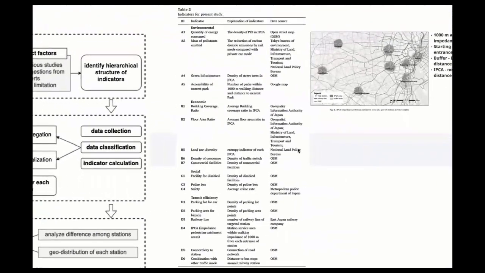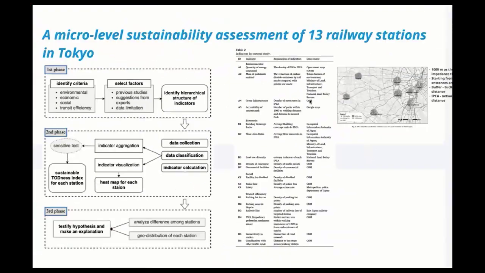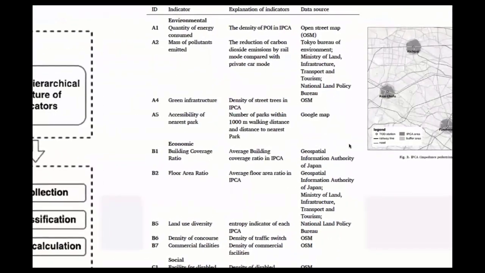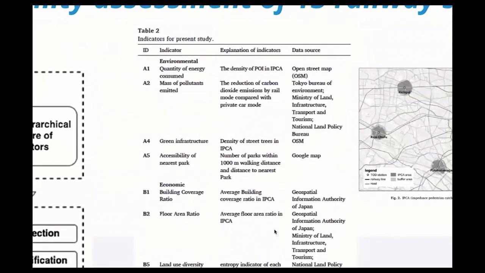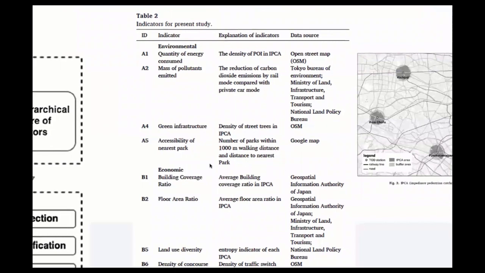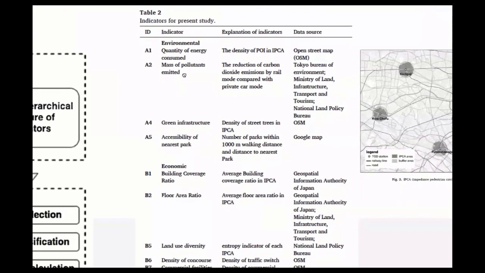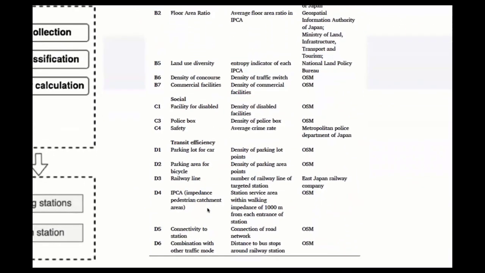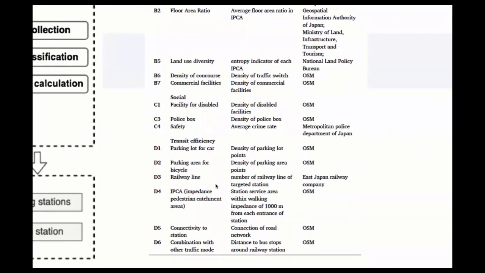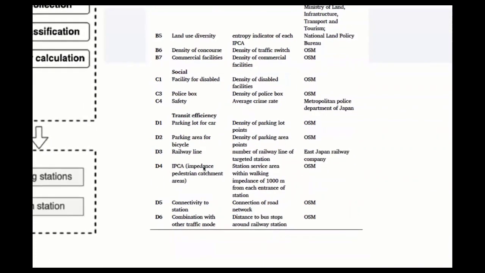And here is a long list. I'm sorry if it's not very clear to see, because there are just so many variables, and in this article they have a lot of portrait layout tables and maps. So for this table, they're showing you all the different indicators by category. The A category represents the environmental factors, and the B represents economic, and they also considered social and transit efficiency.